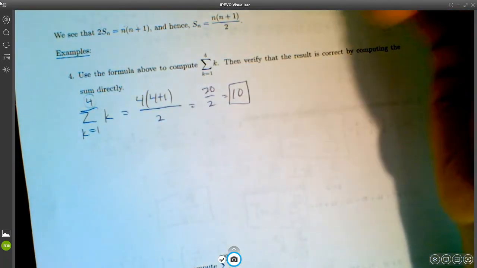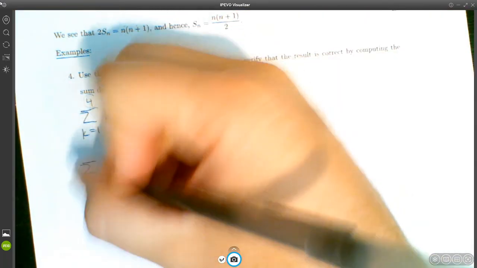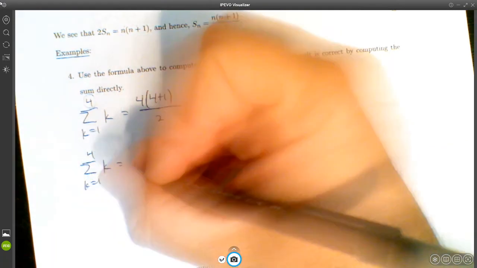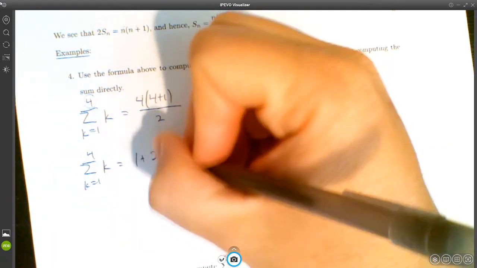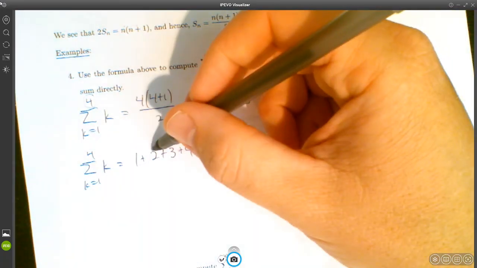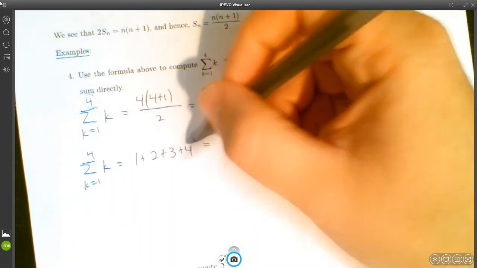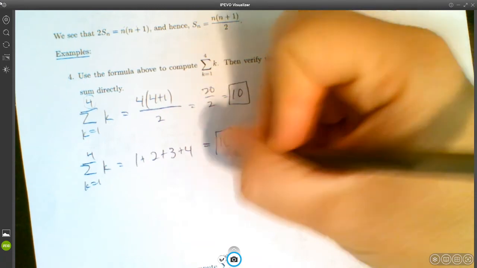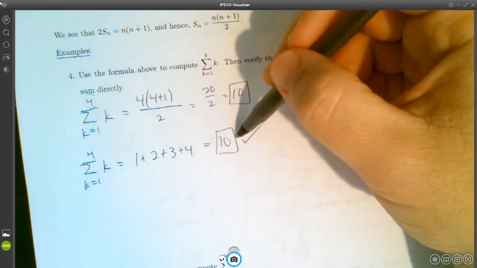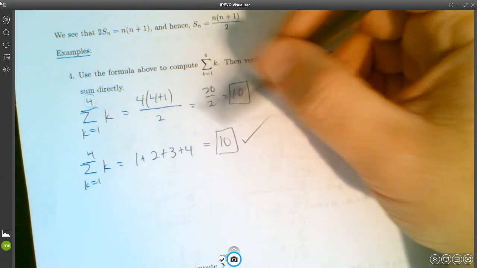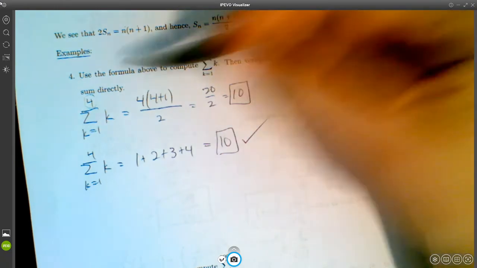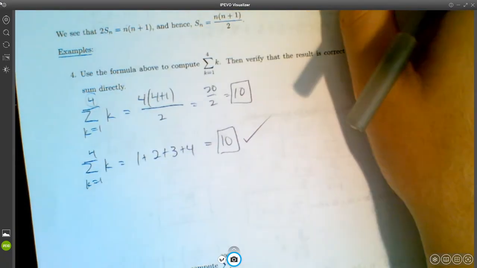Now we can verify that by actually doing the sum directly. If we just add this up, we would plug in 1, and then 2, and then 3, and then 4. And if you add those things up, you get 1 plus 2 is 3, 3 plus 3 is 6, 6 plus 4 is 10. Sure enough. So this convinces us a little bit that the formula works, in case the proof didn't do it for you. Now you've seen a concrete example.